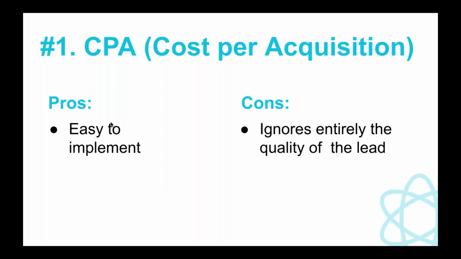So the first option that we have is optimizing by cost per acquisition. That's a classic option. It's very easy to implement.